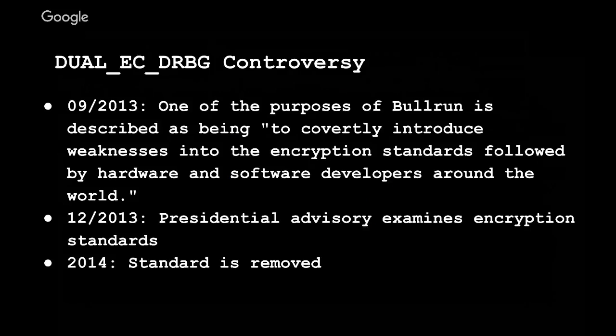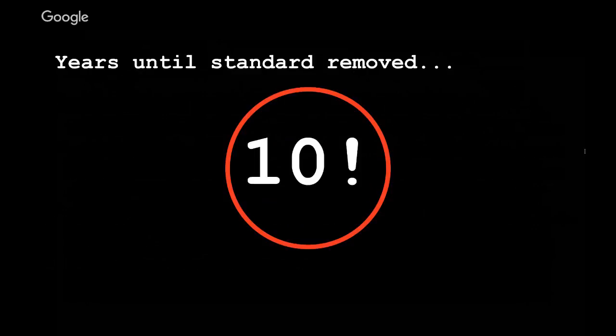And then in September of 2013, when the Snowden papers were released that year, it comes out that one of the purposes of the program was specifically to introduce flaws into encryption standards. Later that year, there was a presidential advisory committee assigned to examine existing encryption methods. And then the next year, the standard was removed. So in total, it was around for about 10 years since it was first invented until it was finally removed as a standard. And that kind of did a lot of damage on a technical level.